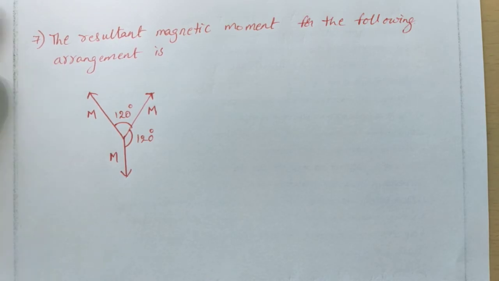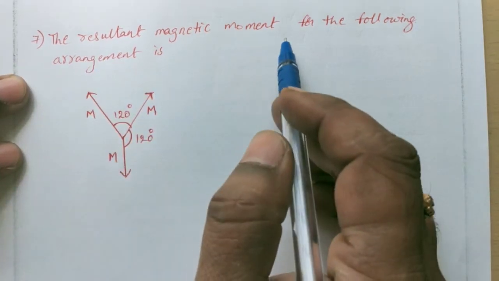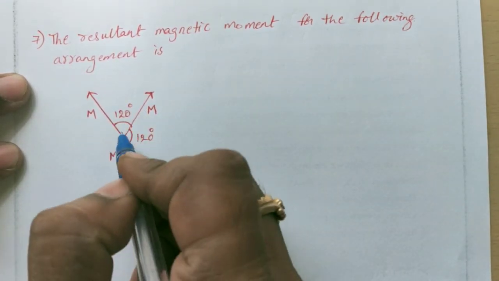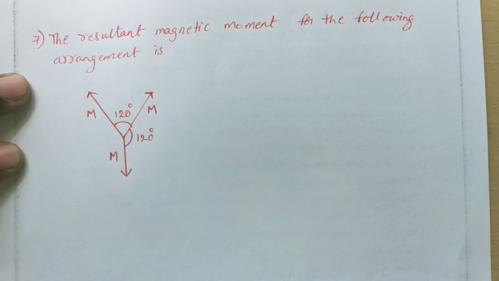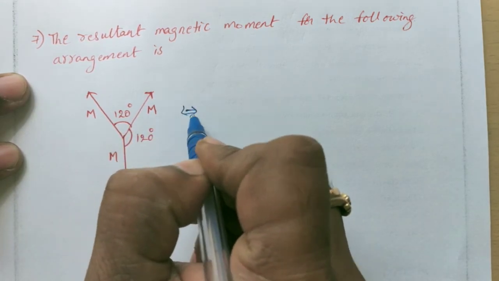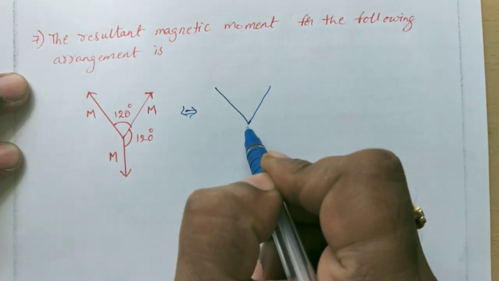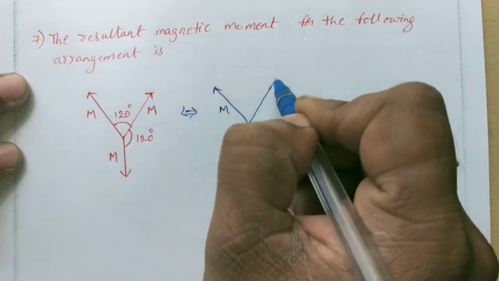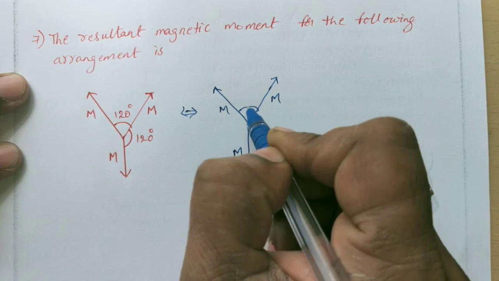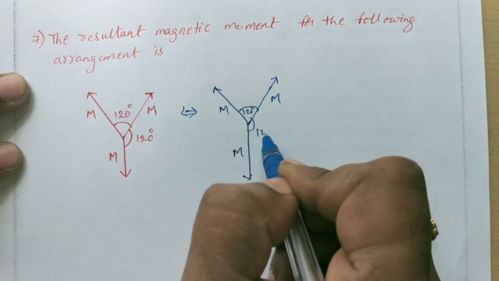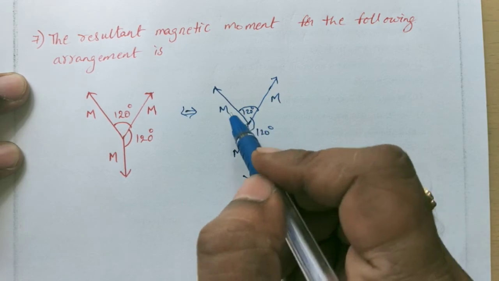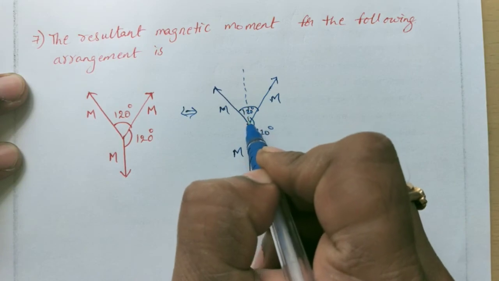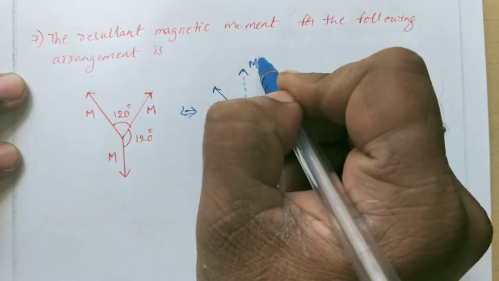Now this is one more problem, students. Just observe carefully. The resultant magnetic moment for the following arrangement is: this is m, and m is present, with 120 degrees clearly mentioned. Now I am rearranging this diagram. This is m, this one also m, here also m is present, and 120 degrees is given here and here also. This m and this m make 120 degrees with each other, so in this direction we get one resultant value, let this be m dash.